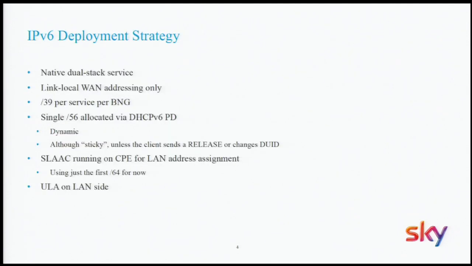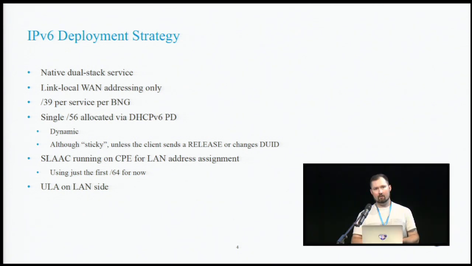So the way that we've deployed v6, we've gone straight for a native dual stack. We made the decision not to use public addressing on the WAN. We've gone with link local across the WAN interface. We didn't want to burn FIBs, or burn resources on our BNG, so we went that way.